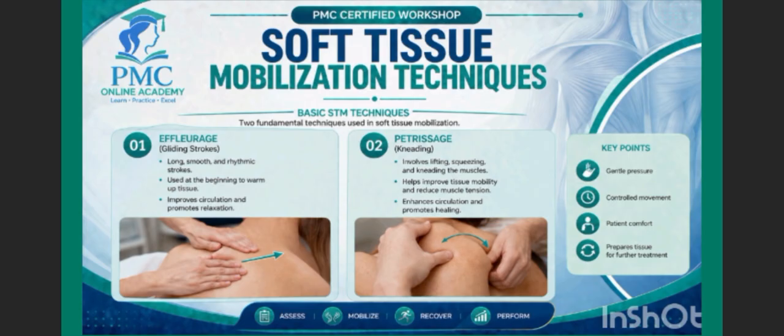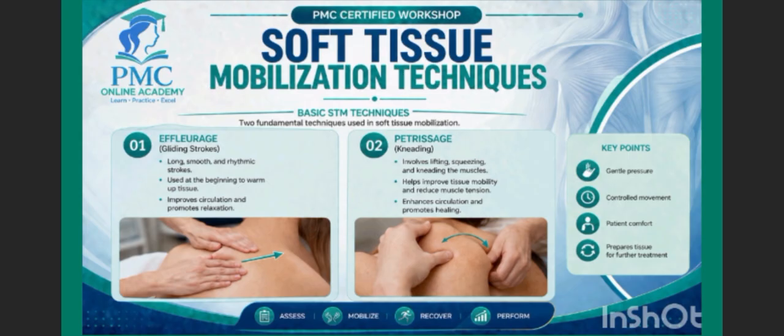Now let's move to Petrissage. Petrissage means kneading, lifting, squeezing and rolling the muscles. Unlike Effleurage, Petrissage works on the deeper muscle tissues. During this technique, gently lift the muscle away from the underlying structures and compress it between your hands or fingers. The main goals of Petrissage are to reduce muscle tightness, to improve tissue mobility, to increase local circulation, to decrease muscle spasm, and to improve muscle flexibility and to promote relaxation.